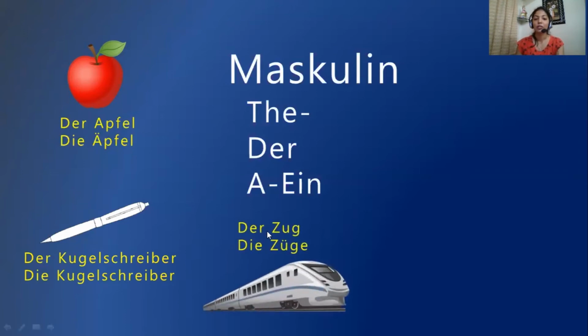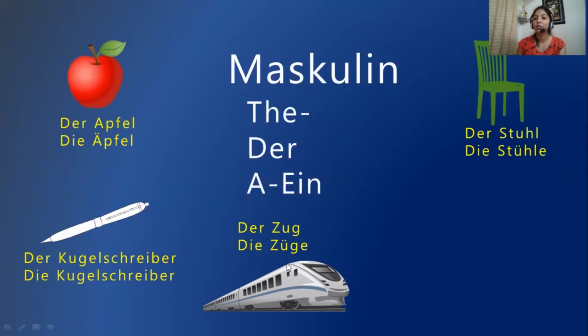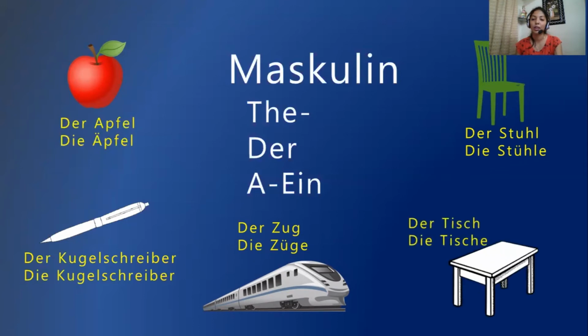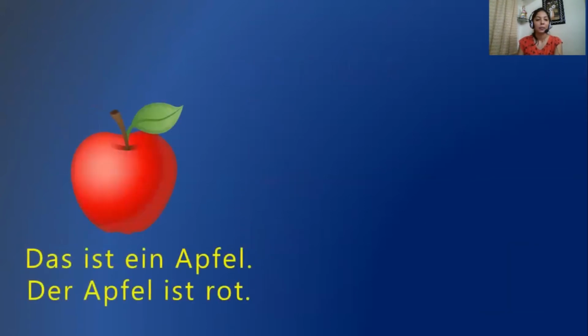Next, der Zug. Zug is a train. The plural is die Züge. Next is a stool. Der Stuhl, plural, die Stühle. Tisch is a table. The plural is die Tische. So now, as you can see over here, none of the things are living things. They all are non-living things. But I do have to remember the articles whenever I learn the word. So let's see some sentences.